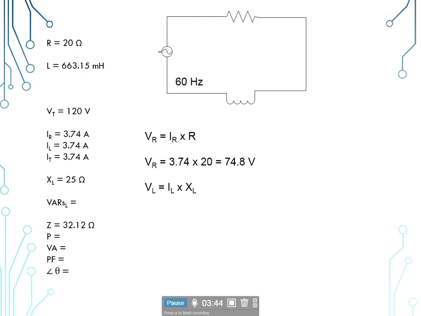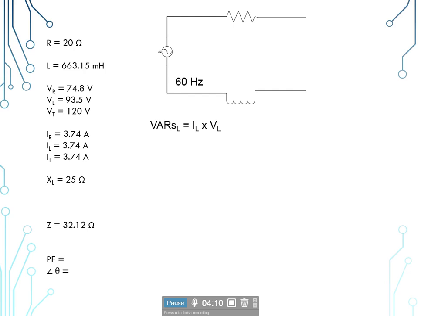At our inductor, the voltage at the inductor is going to be equal to the current at the inductor times our inductive reactance. And so our current still is 3.74 amps times our inductive reactance of 25 ohms will give us a 93.5 volt drop at our inductor.